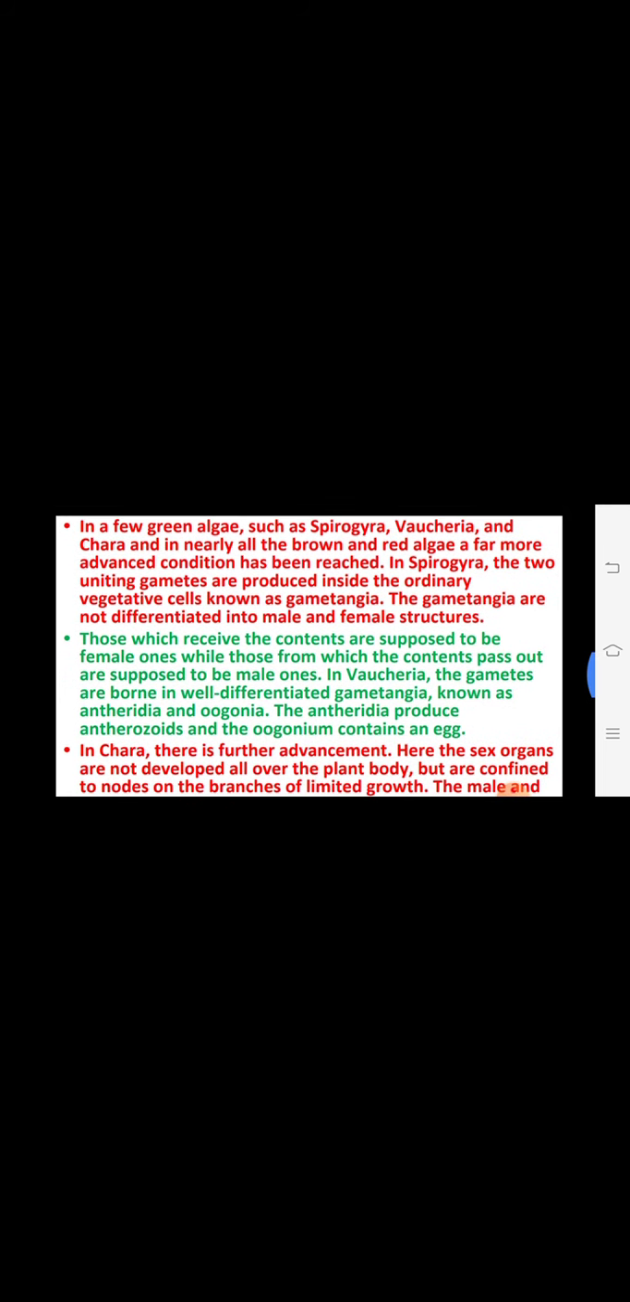There are some examples in the green algae such as Spirogyra, Vaucheria, and Chara. In nearly all the brown and red algae, a far more advanced condition has been reached. In Spirogyra, the two uniting gametes are produced inside ordinary cells, and the gametangia are not differentiated into male and female structures. In some examples, the oogonium contains the egg and the antheridium contains the antherozoid.